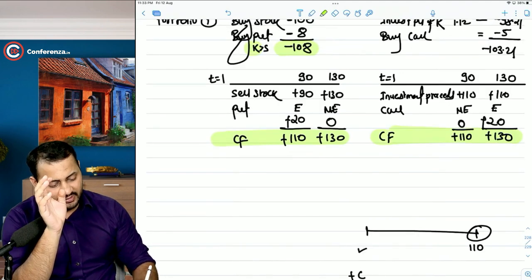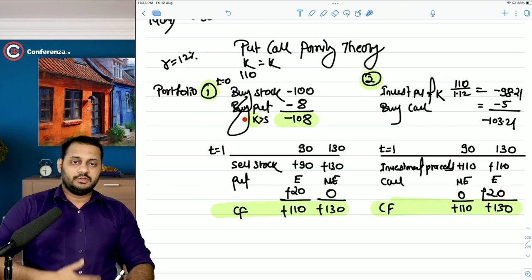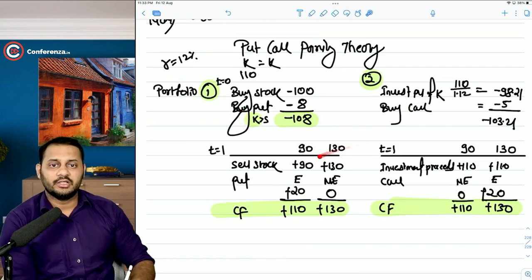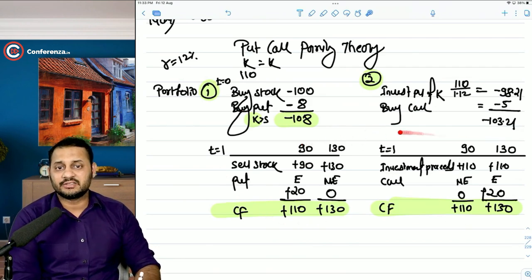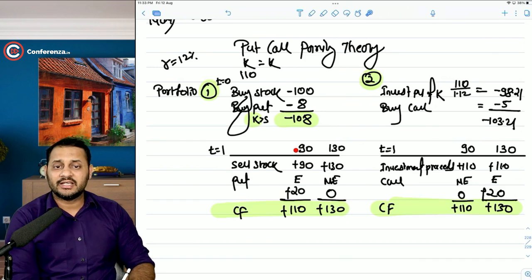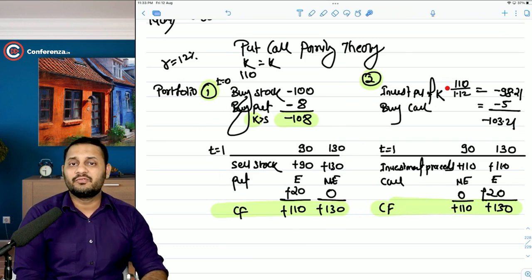So what is the similarity in both the portfolios? We have created 2 portfolios. What is the similarity in these 2 portfolios? The cash flow at expiry is the same no matter what the market price is. If the market price of the stock is 90, we are getting 110 in this portfolio and 110 in this portfolio as well. If the market price goes to 130, 130 and 130. The cash flow at expiry in both the portfolios is the same.